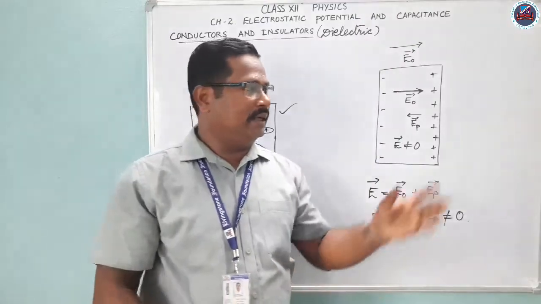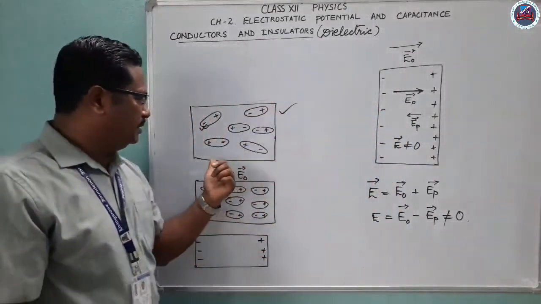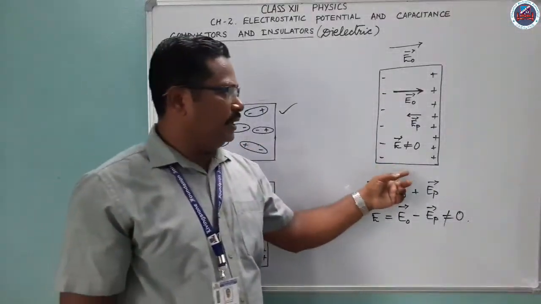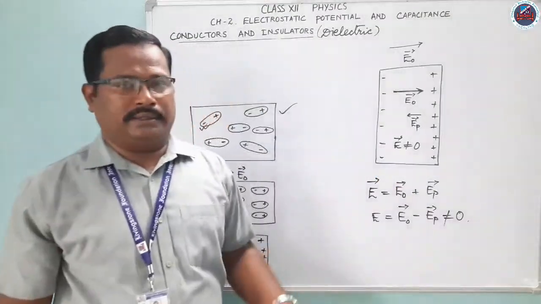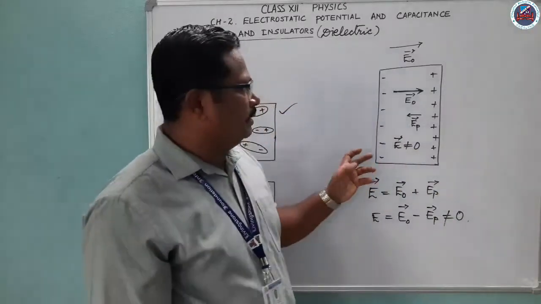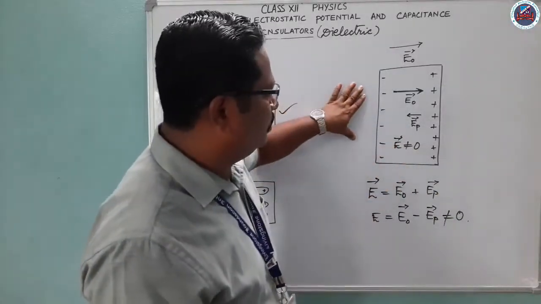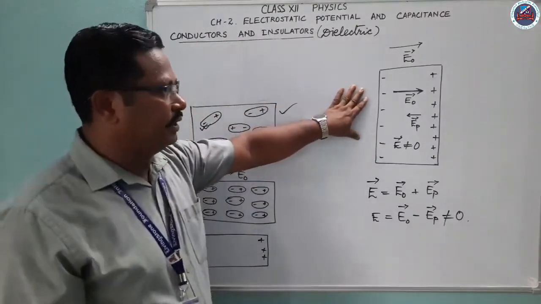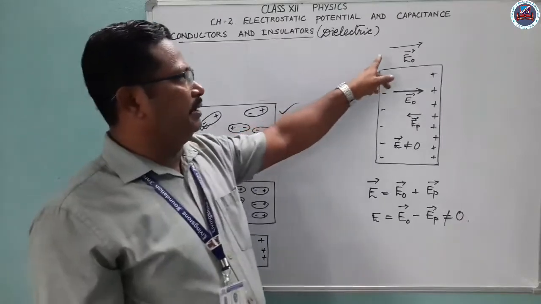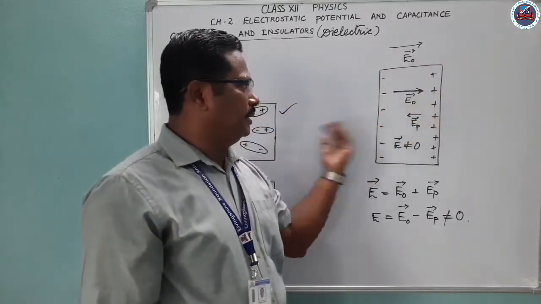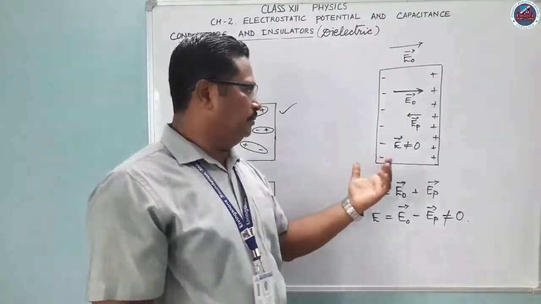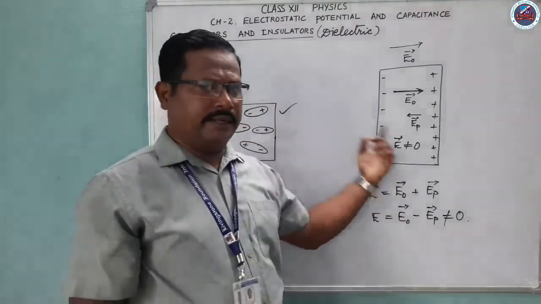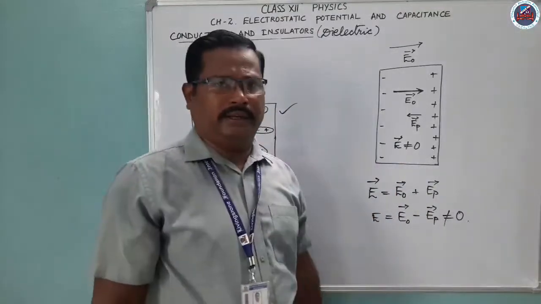In the same way, here also if these electrons get detached from the dipole and come out, then the dielectric will behave like a conductor. In that case, the phenomenon will be called dielectric breakdown. If the applied electric field becomes very high, then when the electrons get detached from the dielectric, it will act like a conductor.